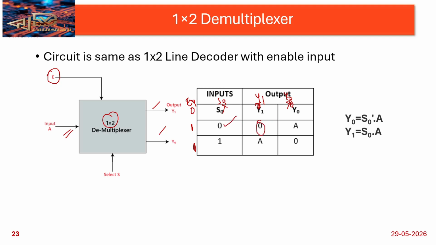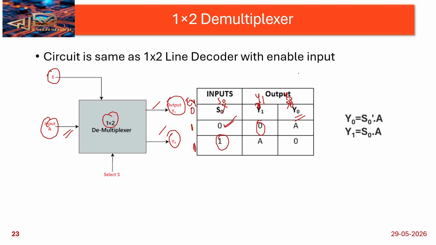Whenever enable is equal to 1, it depends upon the select line. If the select line is 0, the input A will be obtained at the output side, at the Y0 side. So the Y0 channel is selected. If the select line is 1, then the output is at the Y1 side. This A will be obtained at the Y1 side.